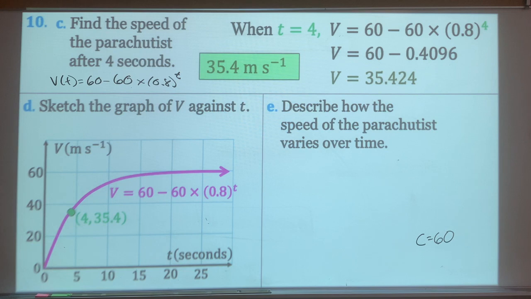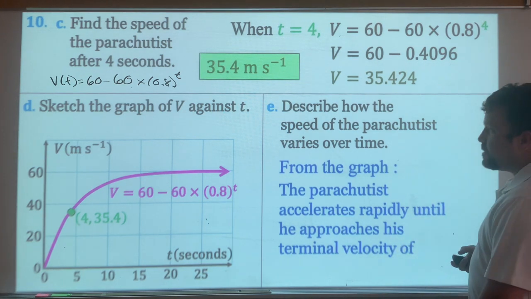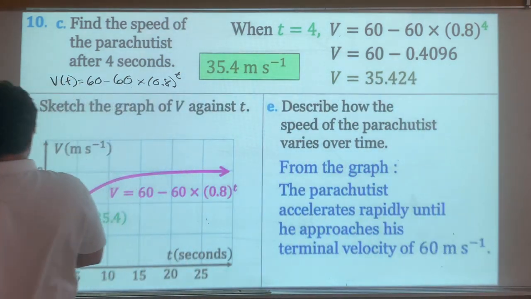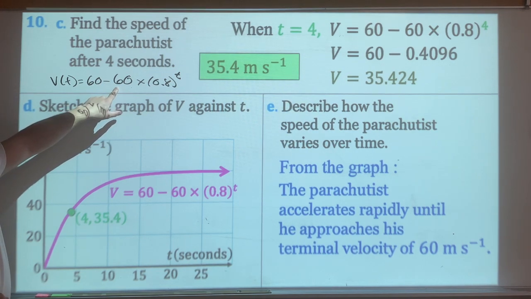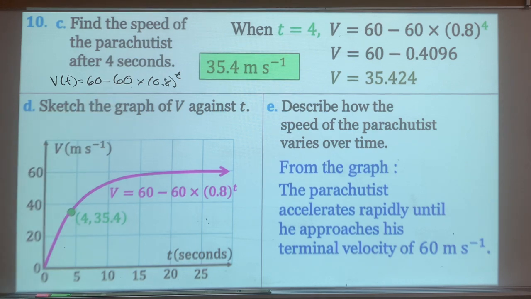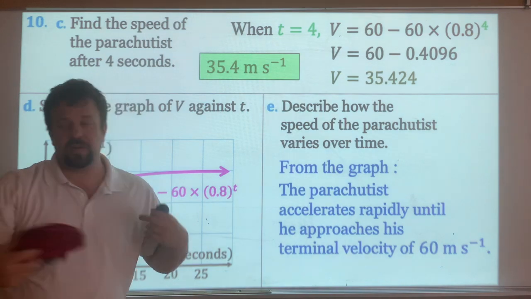Now, why is my curve doing this? What do you think that means? How is that speed varying over time? What's going on here? Why is that like that? Well, from the graph, the parachutist accelerates rapidly until he approaches his terminal velocity. What's his terminal velocity? 60. How do we know it's 60? Well, look at it. 60 minus 60 is 0. So the velocity reaches the terminal velocity at 60 meters per second. That means you can't go any faster. You go down, down, down, you're not just increasing speed forever. You reach a speed where you stop increasing.